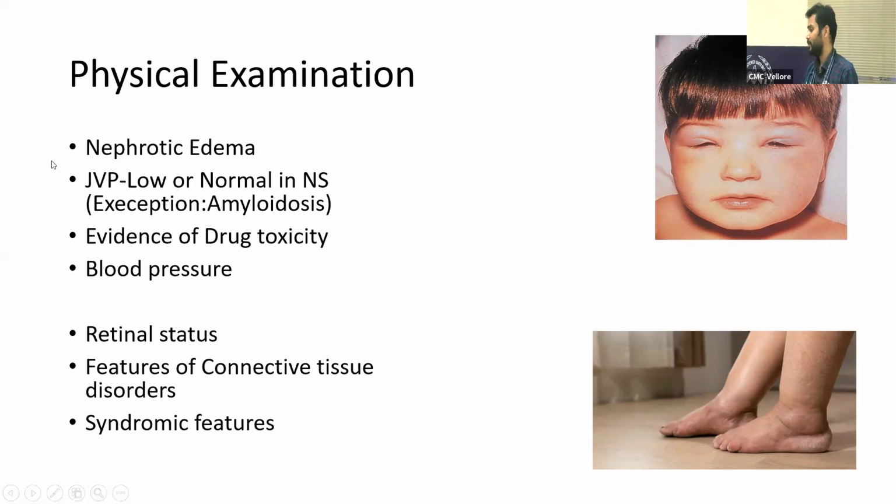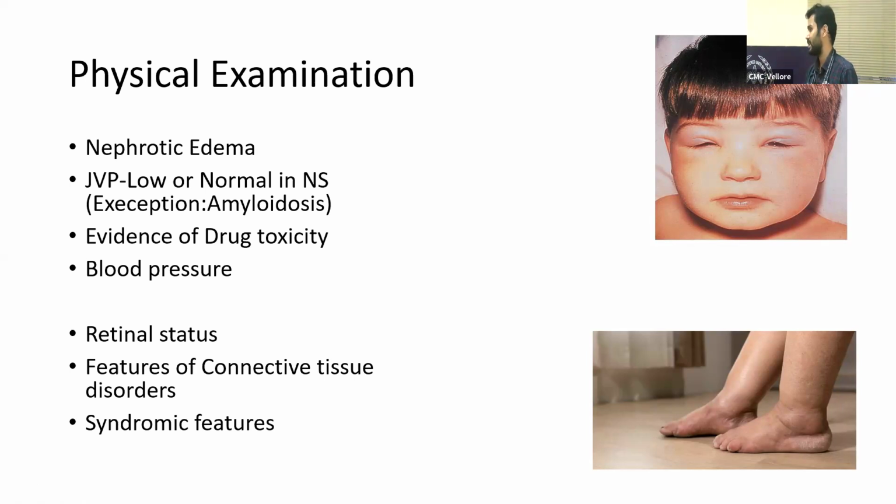And regarding JVP, jugular venous pressure will be low or normal in nephrotic syndrome. In nephritic syndrome, it will be high. Except in amyloidosis, where JVP will be elevated because of cardiac amyloidosis. And any evidence of drug toxicity, whether the patient had similar symptoms in the past, received some medications like steroids or tacrolimus or endoxan, whatever medicines he received, whether he had some toxicity related to the drugs.